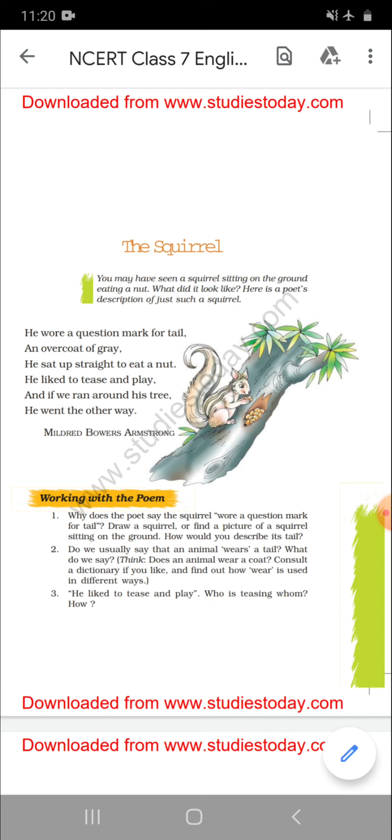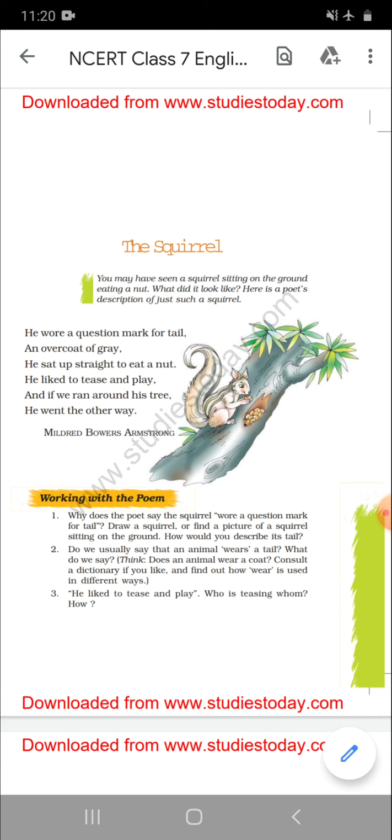Now, there is some information given before the poem. Let's read through it before we begin. You may have seen a squirrel sitting on the ground eating a nut. What did it look like? Here is a poet's description of just such a squirrel.